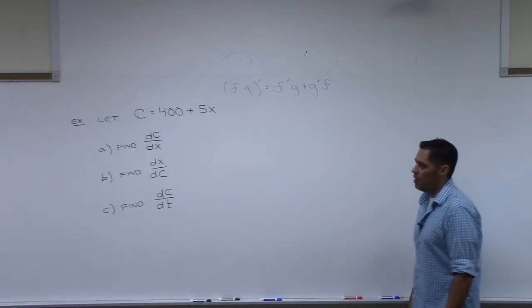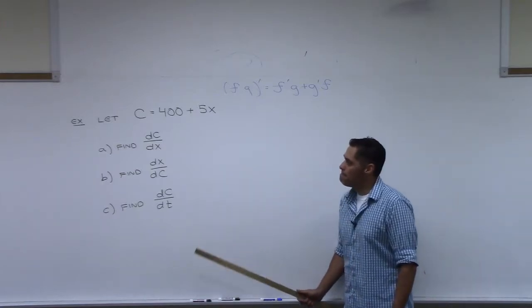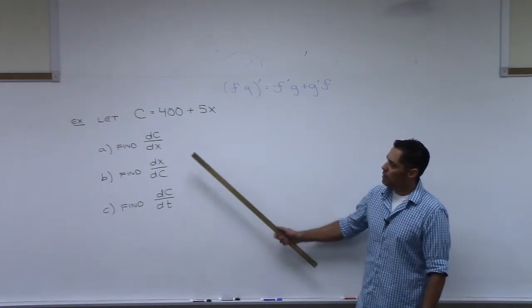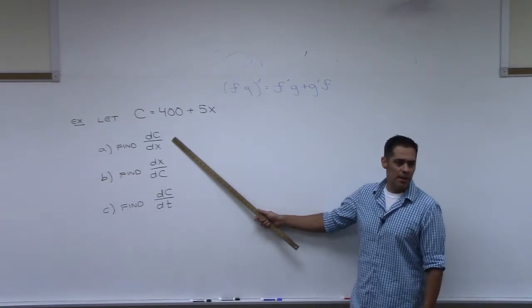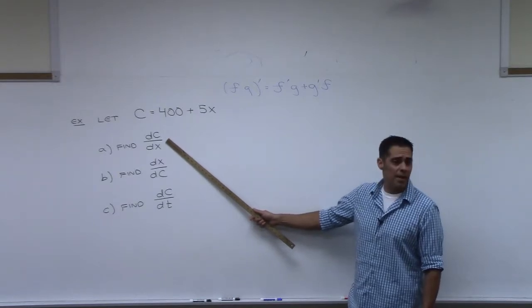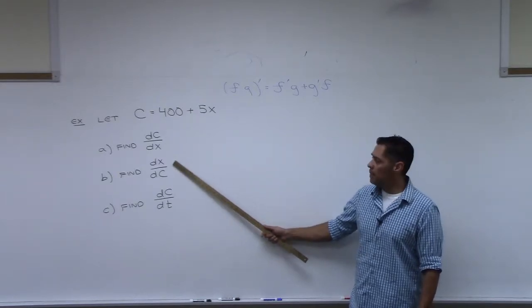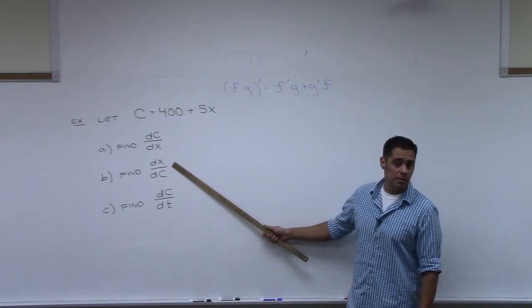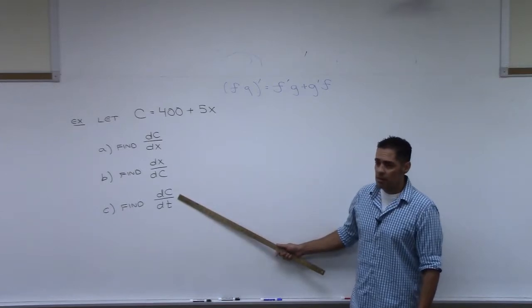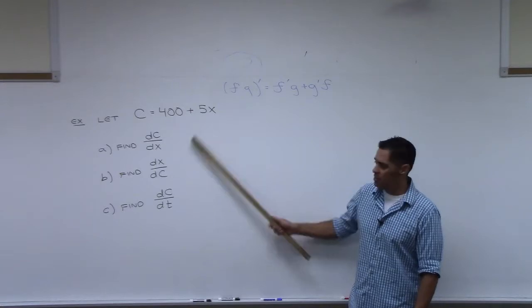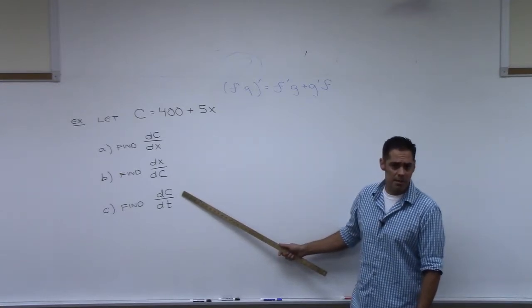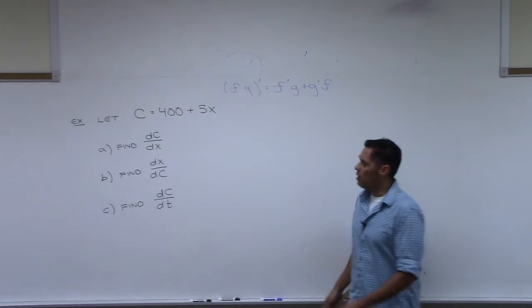So let's talk about part A. If I ever see the variable x, the derivative of it will be 1. For part B, if I ever see the variable c, the derivative is going to be 1. Here, if I ever see the variable t, the derivative will be 1. But t's not up here, so we know we're going to have some stuff to deal with. So let's start with part A.